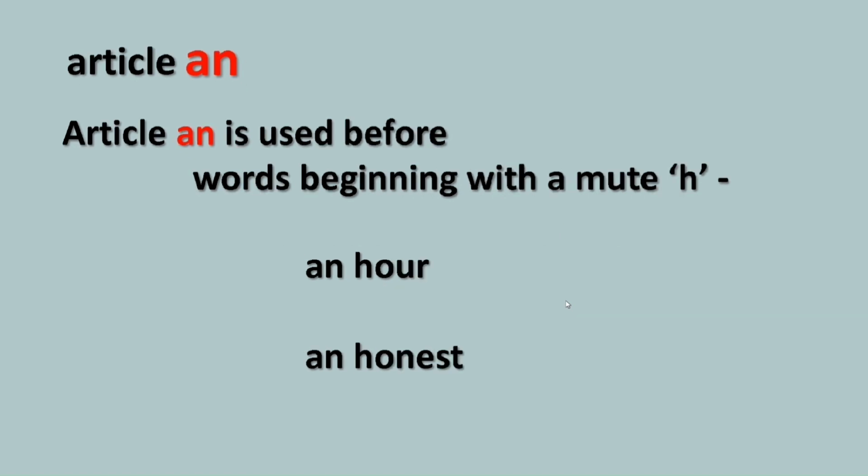Next rule for article an is here. Article an is used before words beginning with a mute H. Mute H means silent letter. Here in hour, the H is silent, meaning mute. In honest, H is silent or mute. So the actual pronunciation starts with O, that is a vowel. So an is to be used before these types of words.